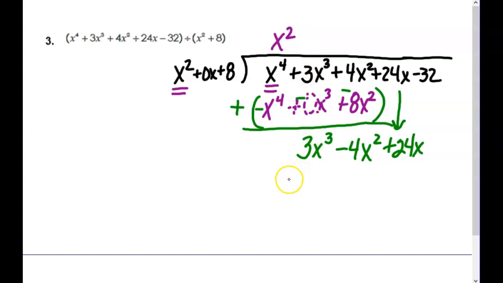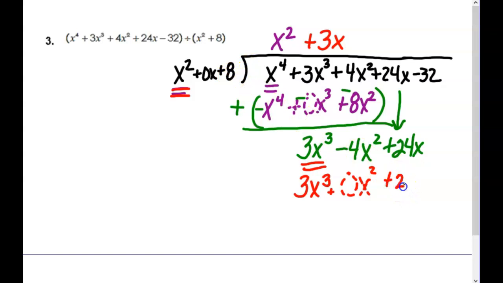What am I going to multiply by next? I need 3x cubed out of an x squared, so it needs to multiply by a 3 and an x. So I'm distributing that to all of this. 3x times x squared is 3x cubed. 3x times 0x is 0x squareds. You don't really need to write that, but it's not going to change anything. Okay, and then 3x times 8 is a plus 24x.